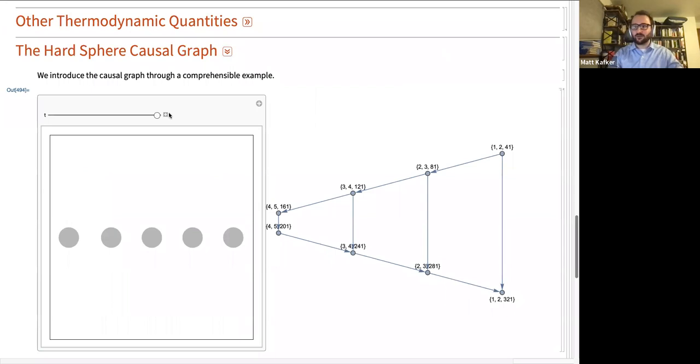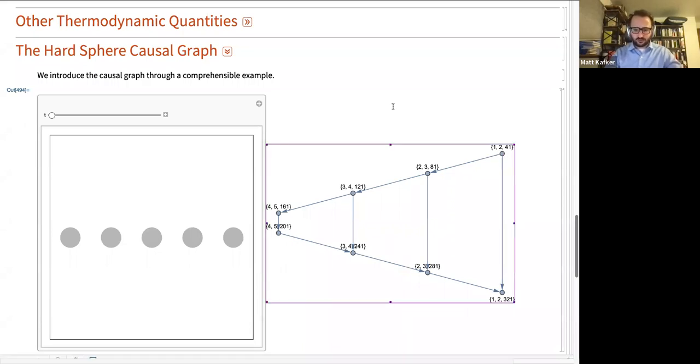Particles bounce back and forth as they move across the box. And the idea is we're going to use the collision information to construct a graph and track basically the causal information through the system. So this is the causal graph on the right here.